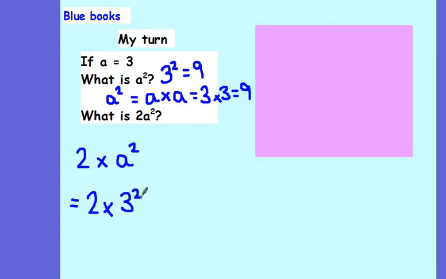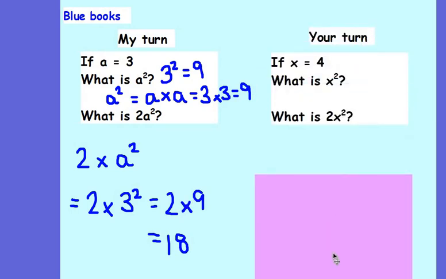3 squared is 3 times 3, which is 9. So I've got 2 times 9, which gives me 18. Over to you, Year 9, in your dark blue books. Pause the video for a couple of minutes and work out these questions for me.